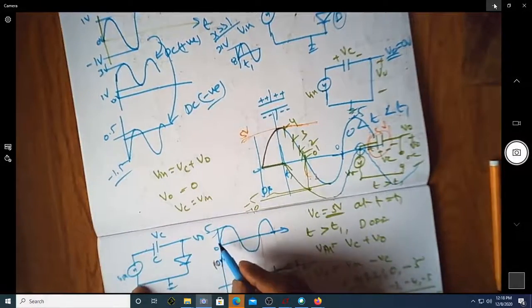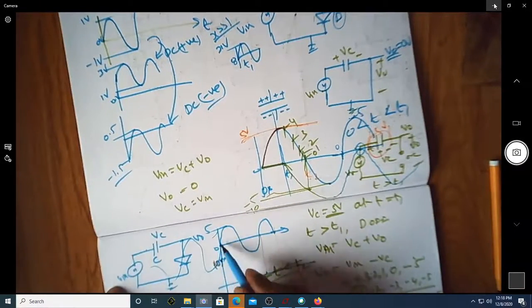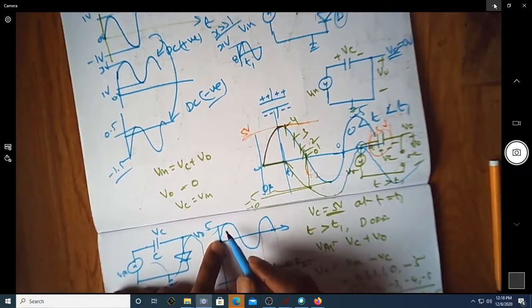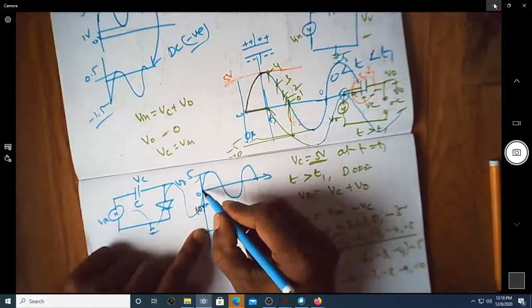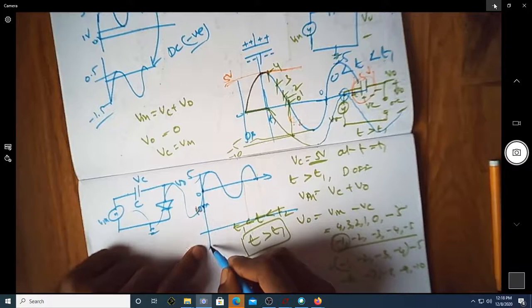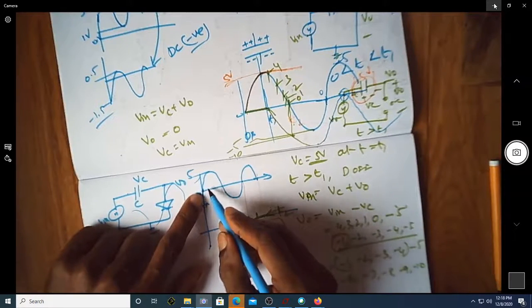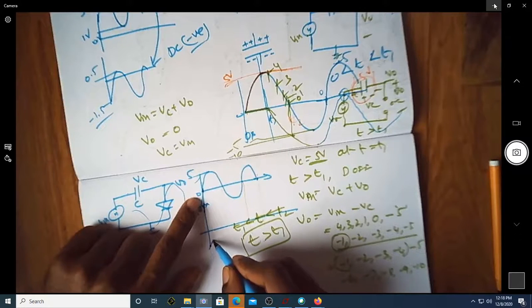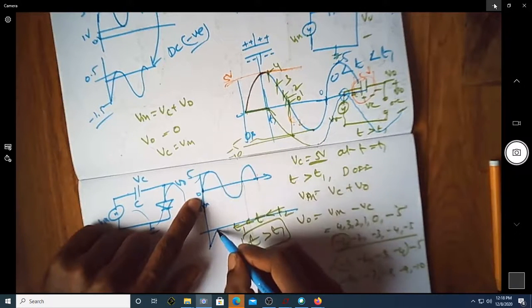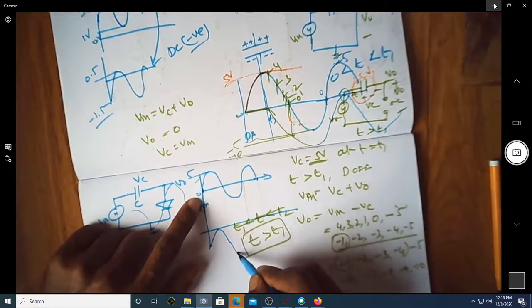Suppose prior to this, you have already had some waveforms, suppose you are seeing from somewhere in the middle. If you see the output voltage, when it is 0, it will be minus 5. When it is 5, it will be 0. When it is 0, it is again minus 5. When it is minus 5, it is minus 10.